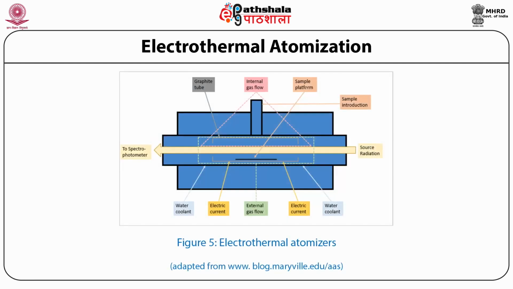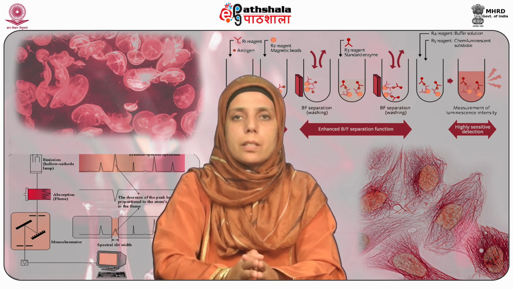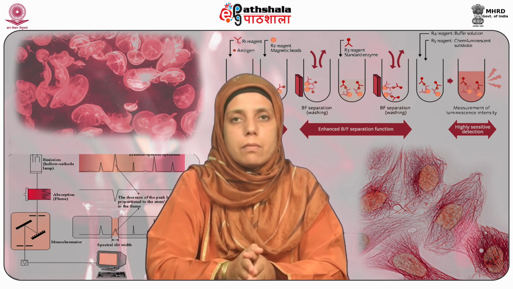This shows a typical electrothermal atomizer, where you have a graphite tube which is open at both ends, an electric current attached to it, an external gas flow, water coolant which keeps the graphite tube cool, and an internal gas flow with a sample platform. From one side, the source of radiation is given, and on the other side, the radiation obtained from the sample is fed to the spectrophotometer detector.